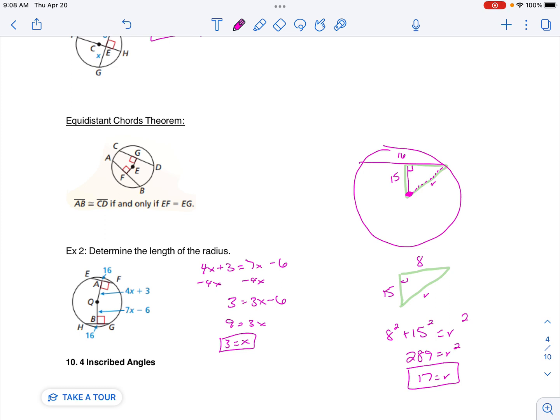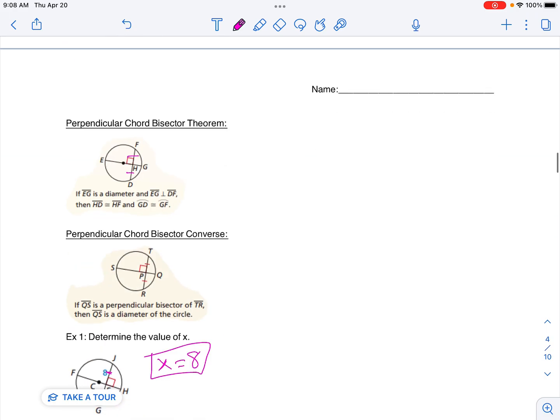So kind of tricky to see, but it's just the fact that you can move that radius around the circle and fit it to your needs. So we had to figure out the value of X first and then move it around. So that's 10-3 in a nutshell. It's just applying those different theorems.